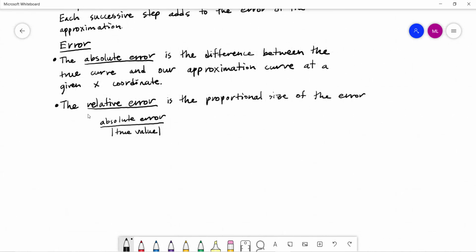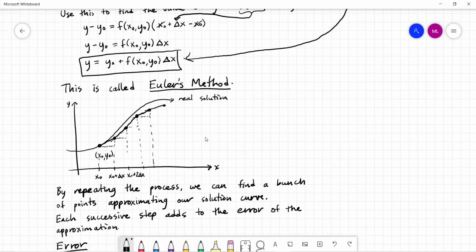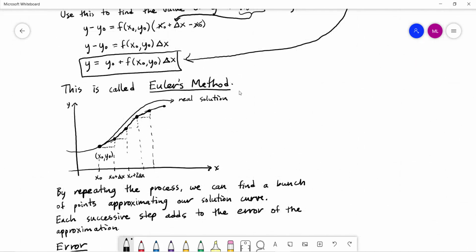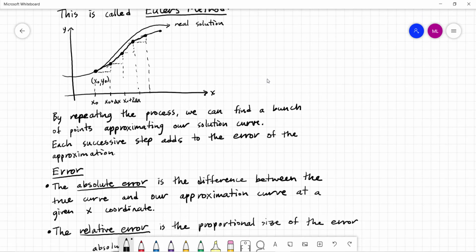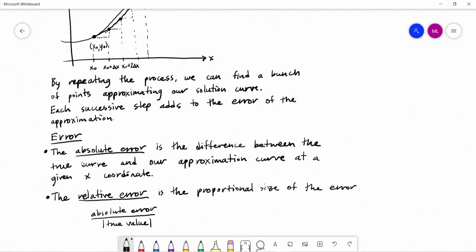So I don't want to talk about these errors too much more other than to just define them. And then again, we will investigate how these things work and why we care about them in that project. But let me just mention this method, Euler's method, is just one of many different possible numerical methods for solving a differential equation. In fact, it's one of the simplest, if not the simplest. And it also is one of the worst. And when I say worst, what I mean is the error winds up being the worst.